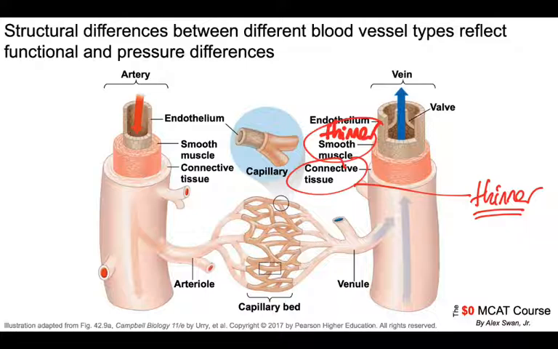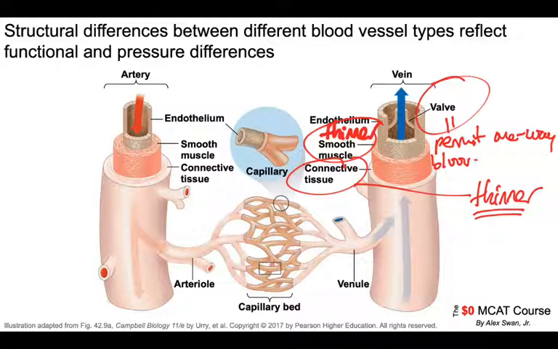In addition, we're going to notice that veins have these valves. And what are these valves for? Well, valves will only permit one-way blood flow.